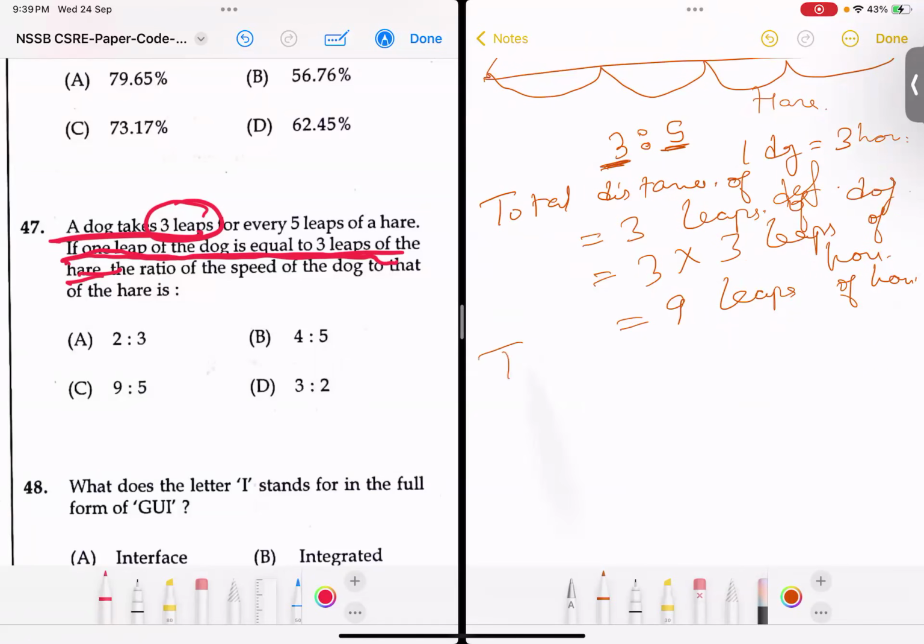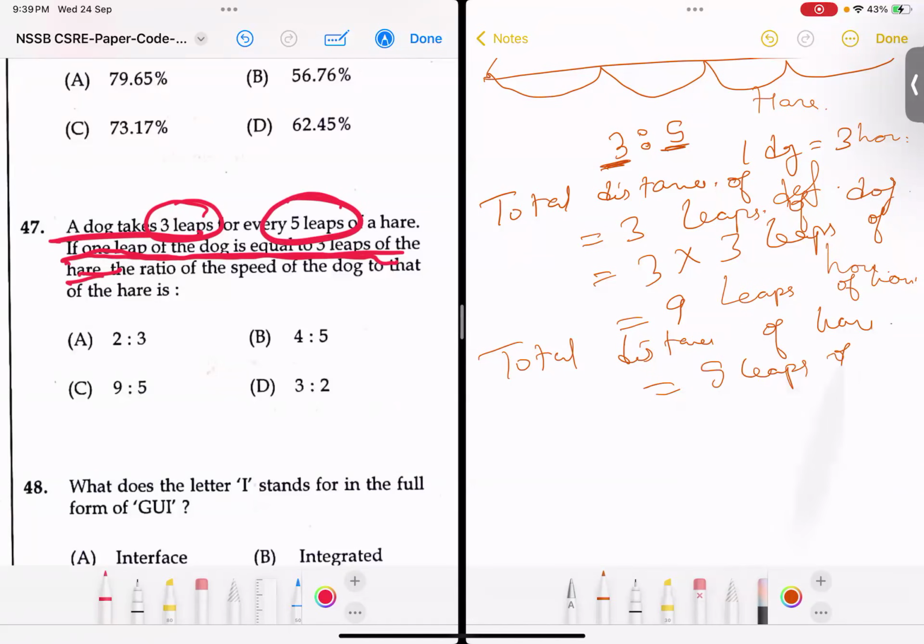And total distance of hare is equal to how much? How many leaps has the hare taken? Hare has taken 5 leaps of hare, right? So the ratio is what? We just have to find the ratio of the speed of dog to that of the hare. So it is 9:5, okay? So the correct option is 9:5.